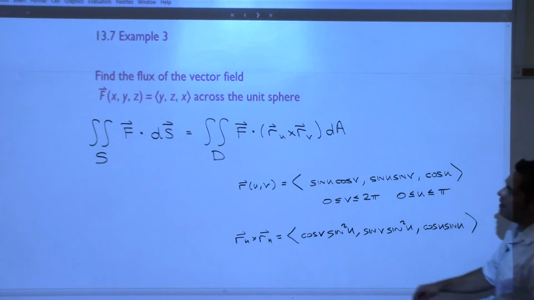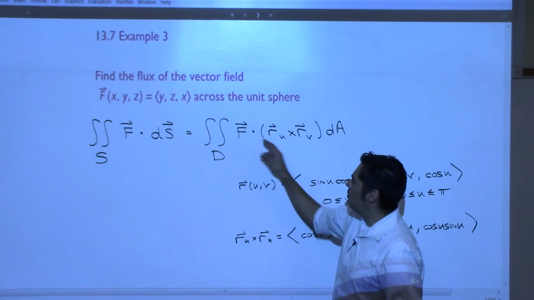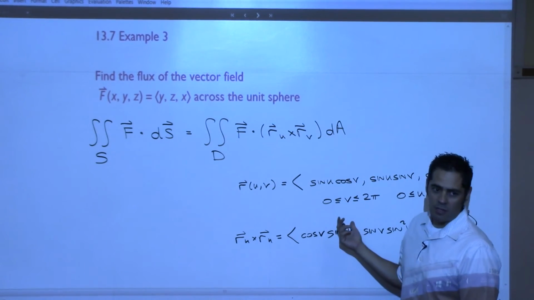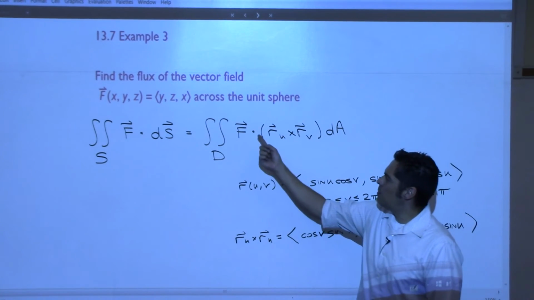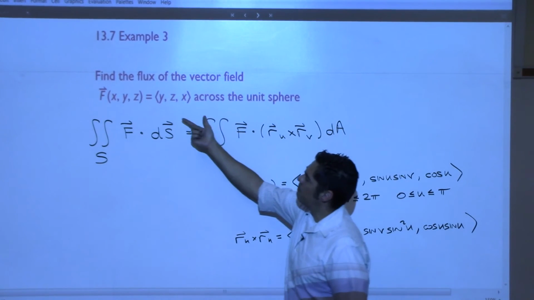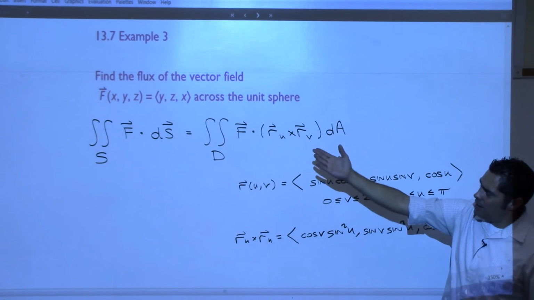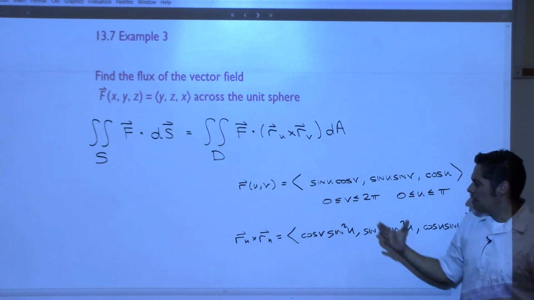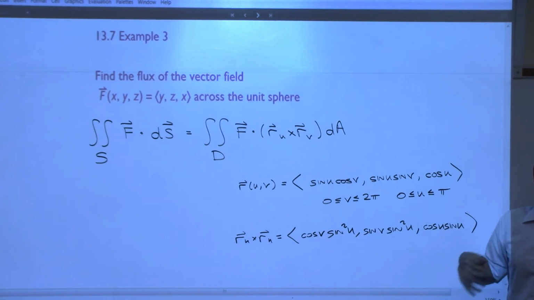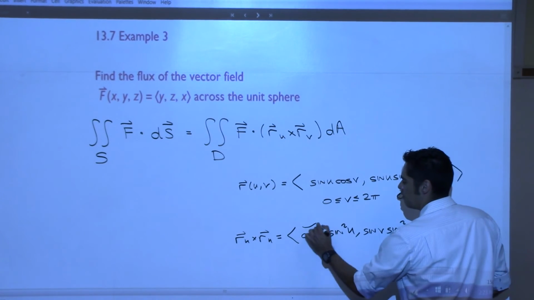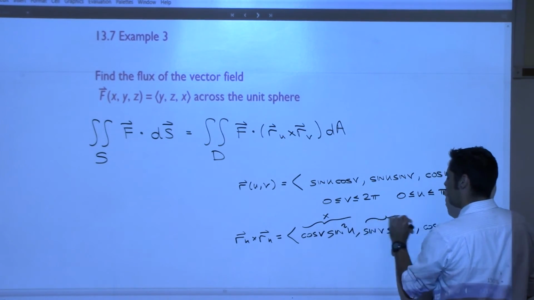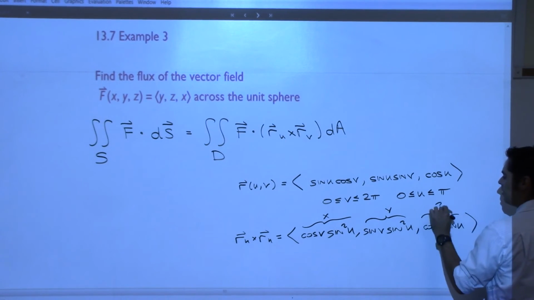So what we need to do now is get the field and dot it with that vector. Dot products are easy to do, right? But what do we mean by the field? Well, here's your field. I need to dot that with this. But see, that has y, z, and x. This has u's and v's. We need it all in terms of u and v. So just like we did before, everywhere we see x, we replace with this. Where we see y, we replace this. And where we see z, we replace this.